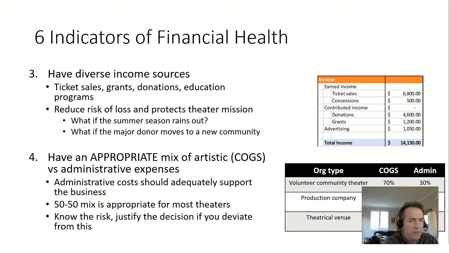If you deviate from the 50-50 mix and you're not one of these types of organizations, just know the risk. You want to justify your decisions if you're going to deviate too far from that. And there's another good reason for that on the next slide.